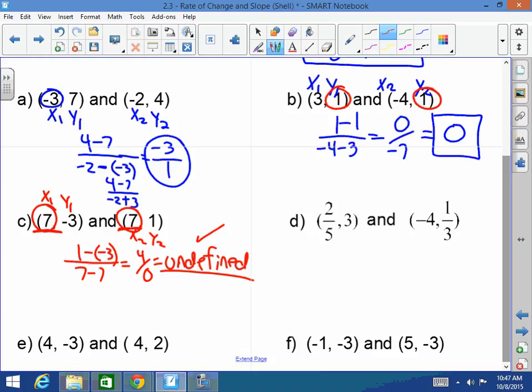No, this is when the y's are the same, it's 0. That's why we put a 0 here. And then when the x's are the same, my man, we have 4 over 0, which is undefined. You cannot have 0 in the denominator. Go ahead, what's wrong?